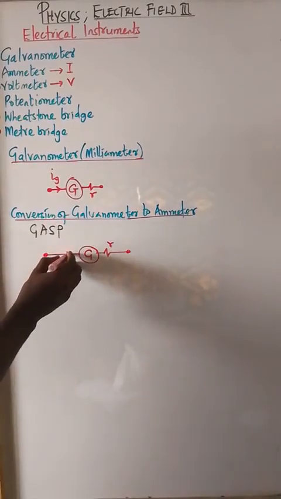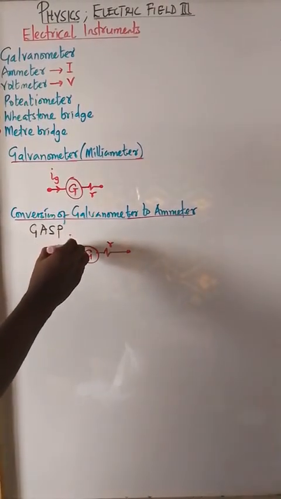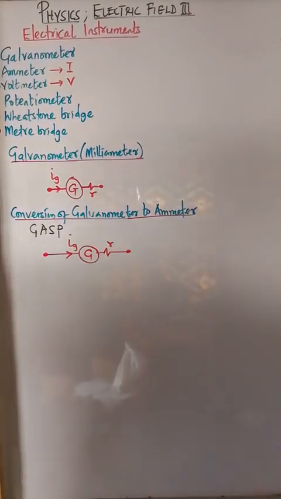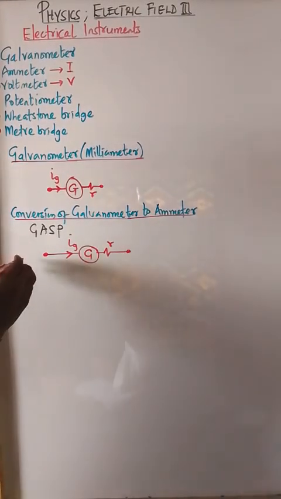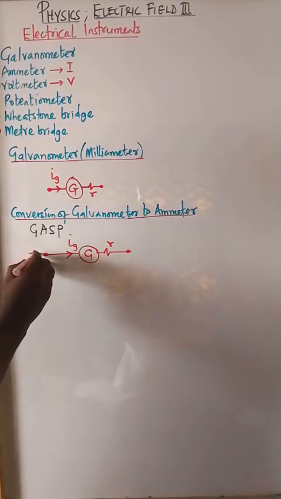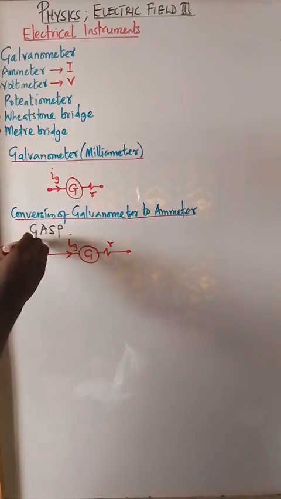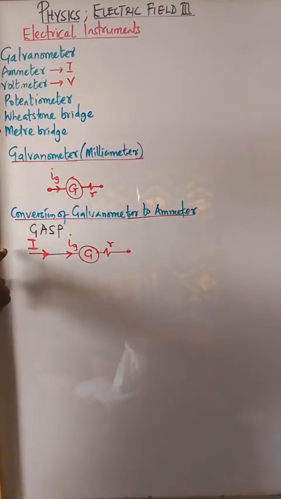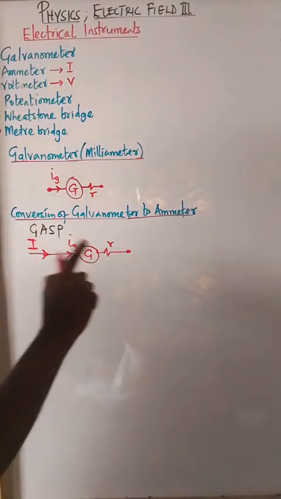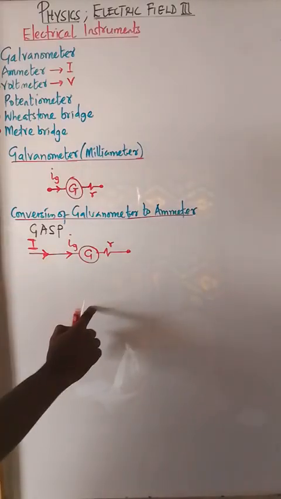It can take maximum value of Ig. Ig is the full scale deflection current. R is the internal resistance of the galvanometer. Now suppose we have a large amount of current coming in from a source, big I. Let's say the full scale deflection current of this galvanometer is 1 ampere. And what is coming here is 10 amperes. When this 10 amperes gets to the galvanometer, it will destroy it. So we have to divert it away.